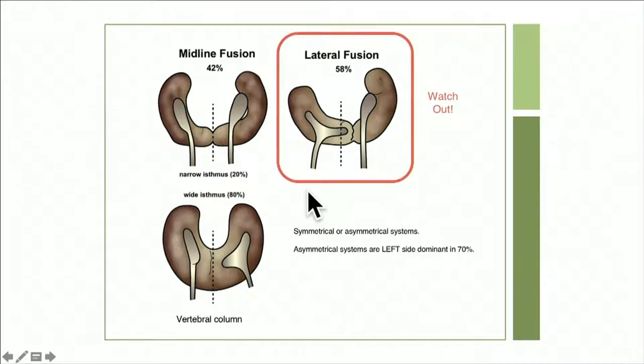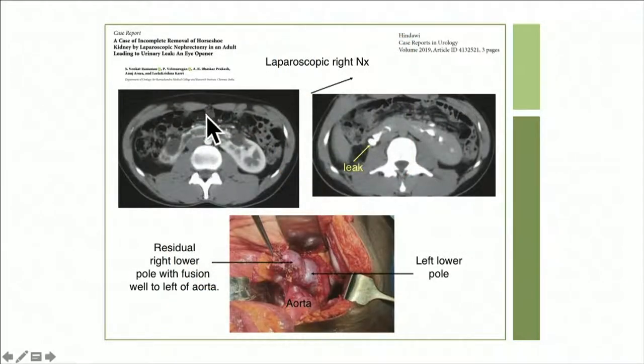So here's an example of that, recently published, a complication where they did a laparoscopic right nephrectomy. What they did was they took what they thought was the isthmus right in the midline, and that resulted in a persistent problematic urine leak because the fusion was to the left of the midline, and actually it looks very obvious when you look at it open, but they left a portion of the lower pole that was still perfused and was leaking urine into the abdomen.